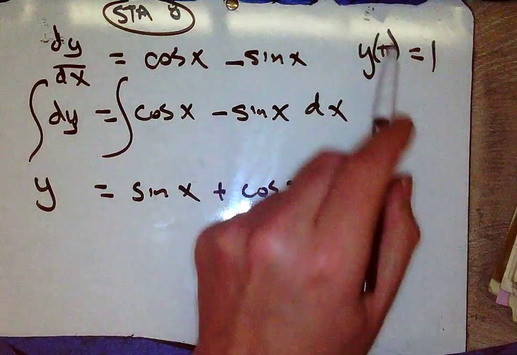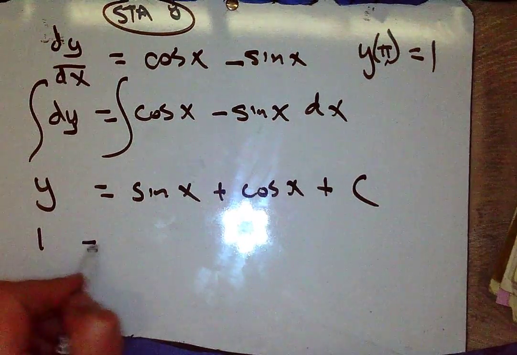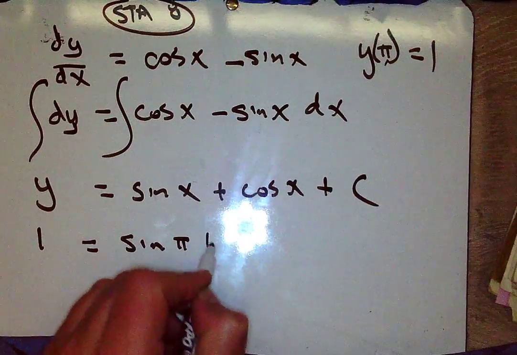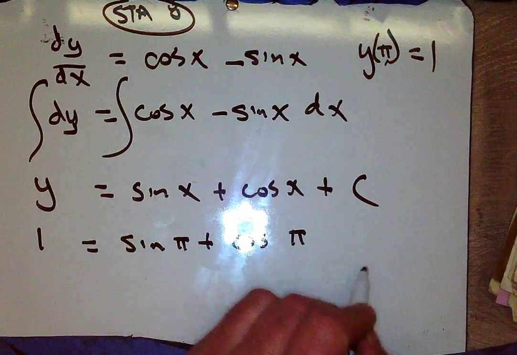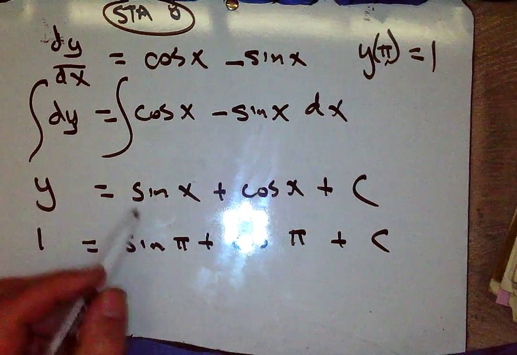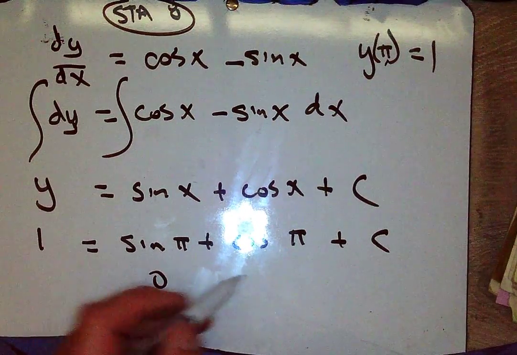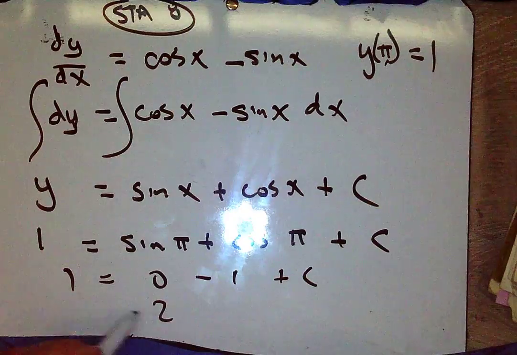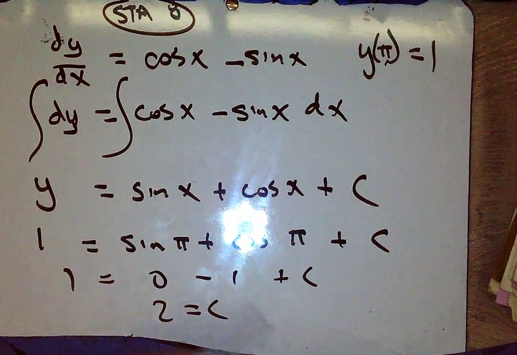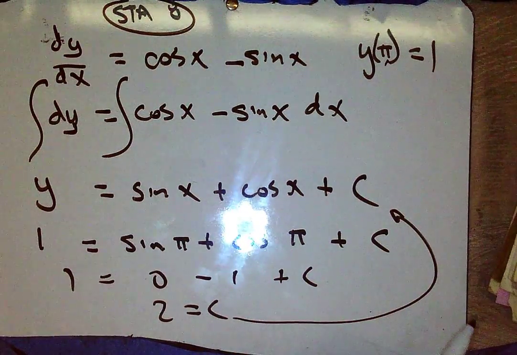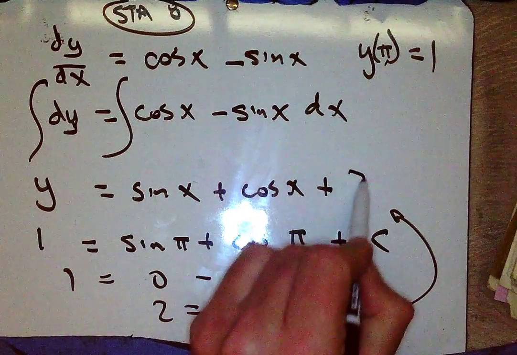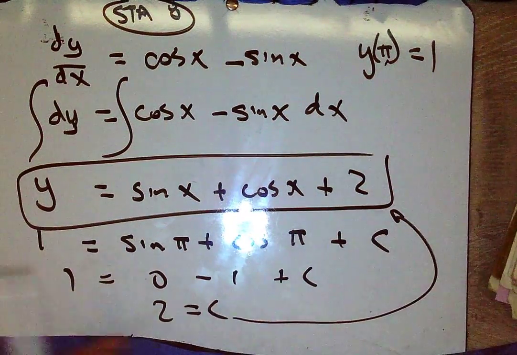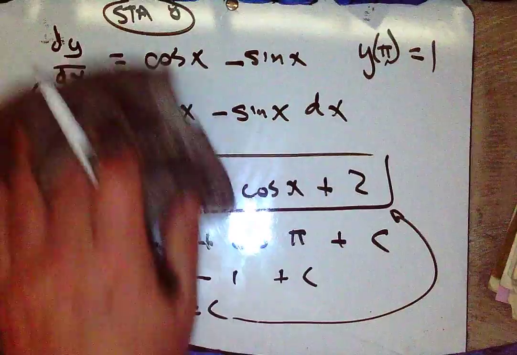Anything else? Oh, initial condition. 1 equals sine of pi plus cosine of pi plus c. Sine of pi is 0. Cosine of pi is minus 1. And so it looks like c equals 2. So you're not done until you replace. That's our function. Don't box in your answers.